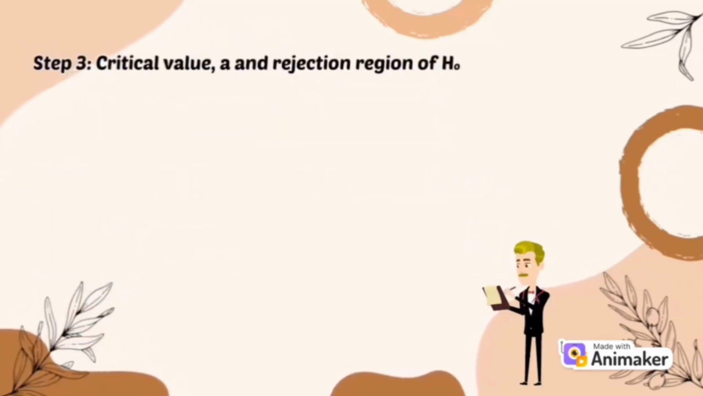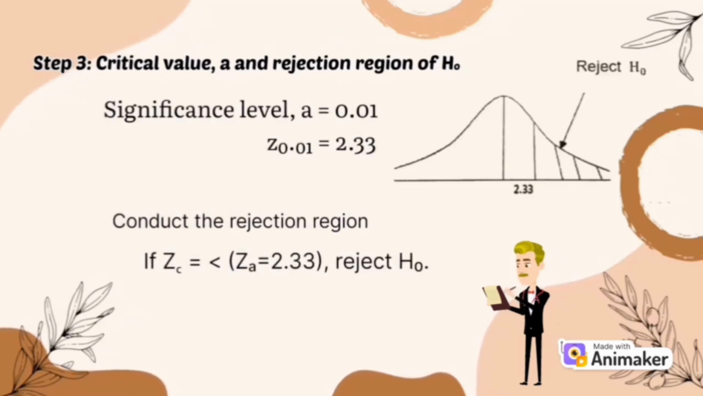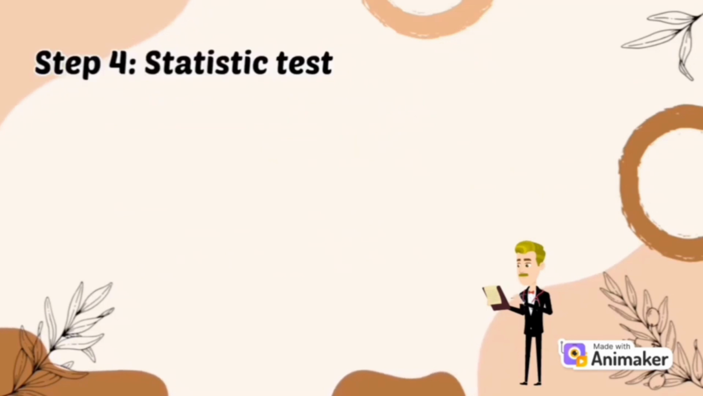Next, we are going to do step 3. In step 3, we are going to determine the level, critical value and rejection region of H0. The significance level given is 0.01 and the Z value for 0.01 is 2.33. And then we construct the rejection region.